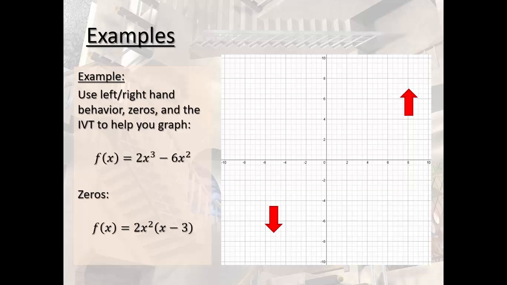2x squared can be pulled out, and I'm left with x minus 3. So that tells me what? It tells me I have a zero right about there and there. And because of the multiplicity, we know that it's going to touch without crossing at 0, and that it's going to cross at 3.